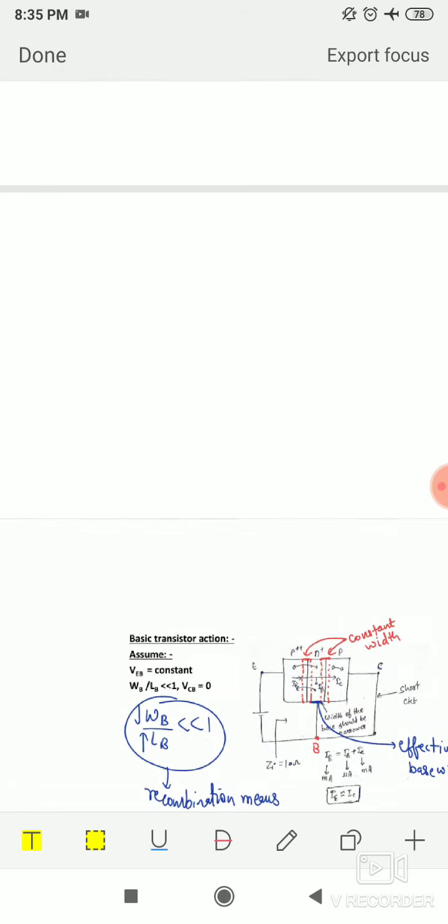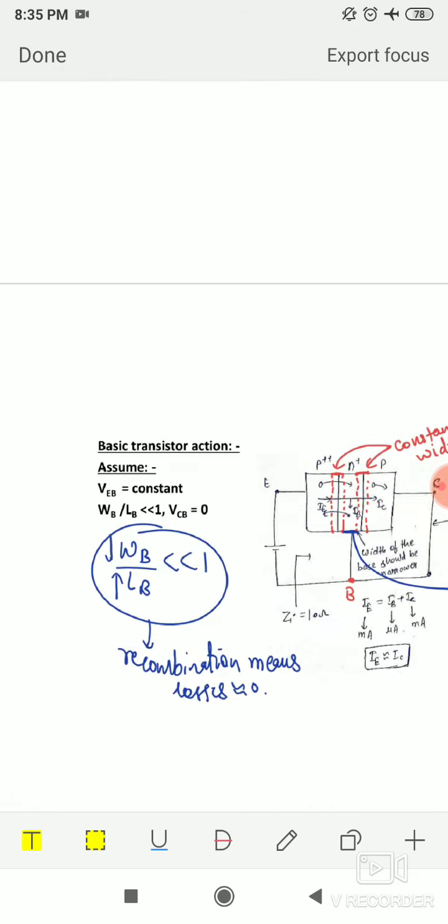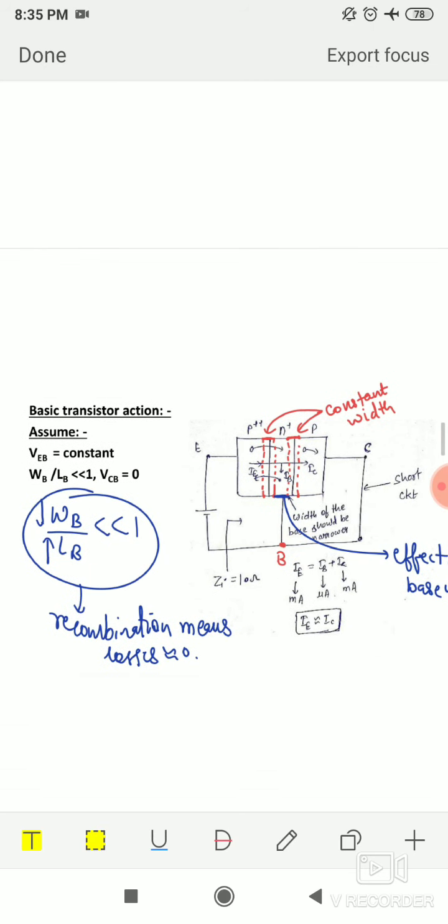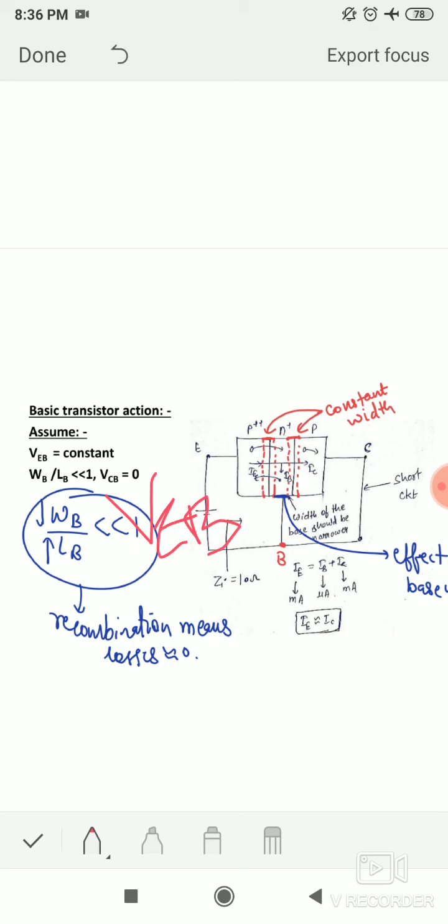Let's look at testing of the transistor. First of all, this is your emitter, this is your base and collector. We first apply a constant voltage source VEB across the base and emitter junction, and the collector and base are short circuited.